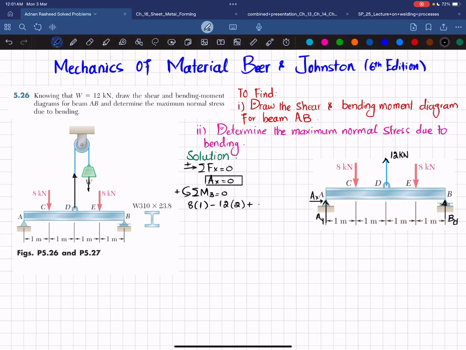Plus 8 multiplied by 3, and the last moment is produced due to this AY, and perpendicular distance is 4, and it is producing clockwise moment, so it will be negative. So minus AY multiplied by 4 is equal to 0.